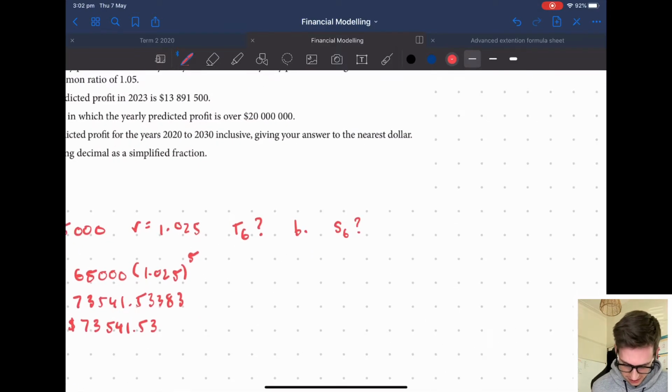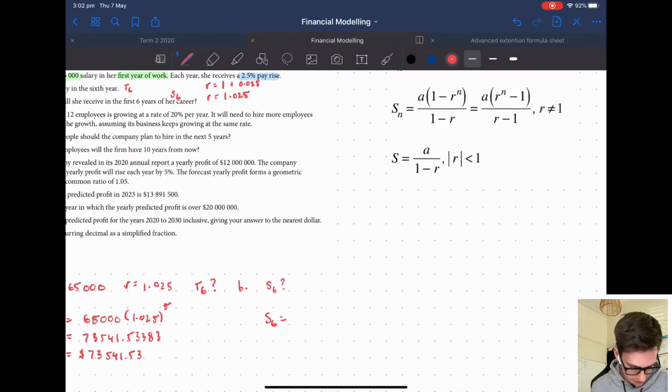So for S6, that is going to be, I've already forgotten it, my A, which is 65,000, outside of, again, I'm going to put my R in brackets just so I don't screw it up, to the power of 6 minus 1. Make sure if you're doing this on your calculator that you don't put something in the wrong spot. And all of this is over R minus 1.